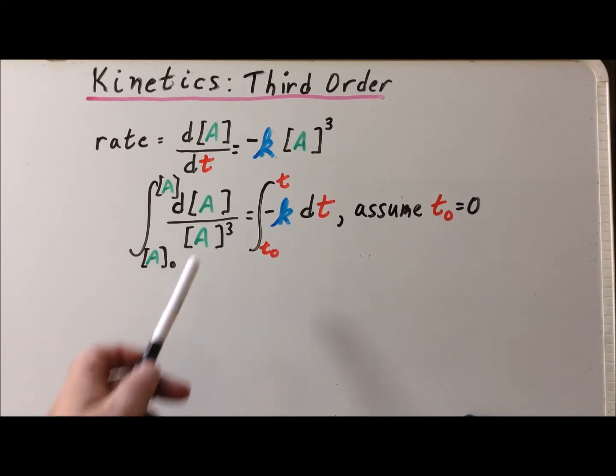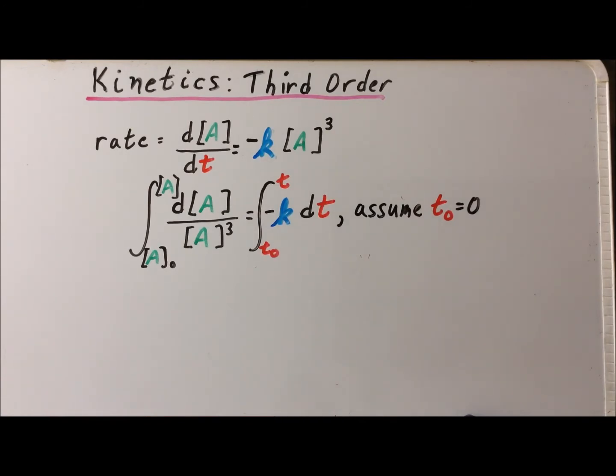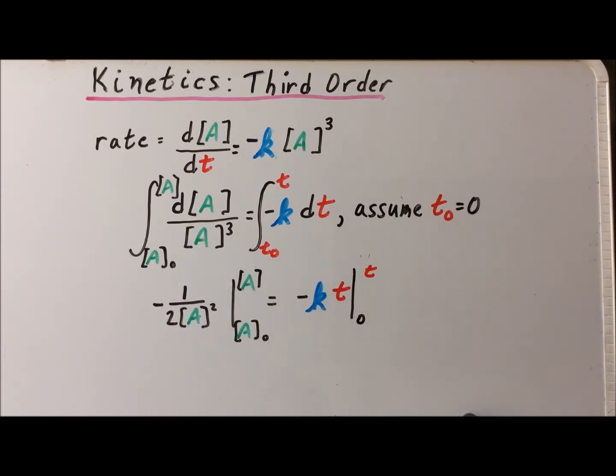So now we have to integrate the left-hand side with respect to A and the right-hand side with respect to t. On the left-hand side, the antiderivative of 1 over A cubed is going to be minus 1 over 2 times the quantity A squared. And on the right-hand side, the antiderivative is going to be minus kt.